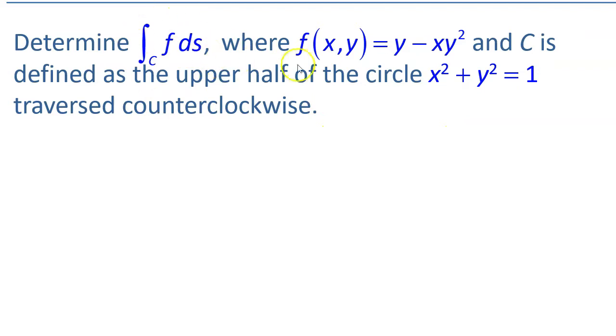So we want to come up with a line integral where this is our function. This is the surface that we're dealing with. And the path that we're going to traverse is the upper half of this circle, so the stuff above the x-axis. And we're going to traverse it counterclockwise, so in the direction of typical motion on the unit circle as we defined it, moving off the positive x-axis towards the negative x-axis.